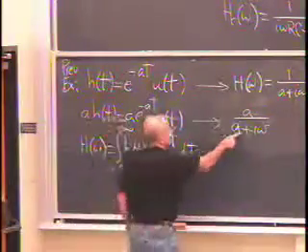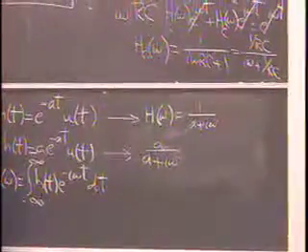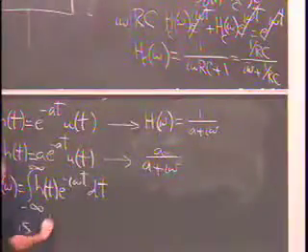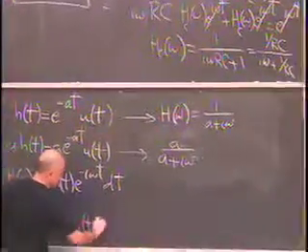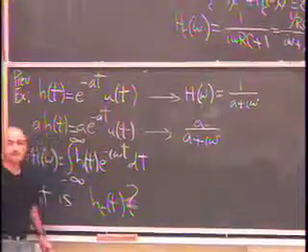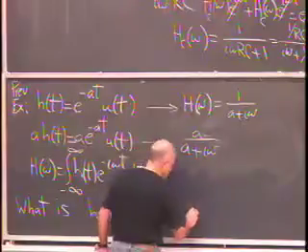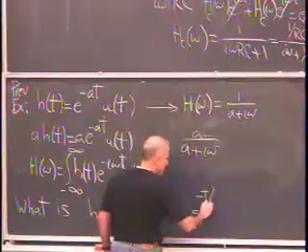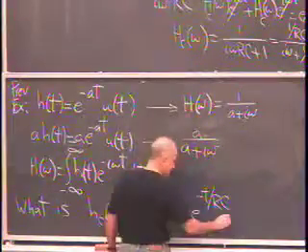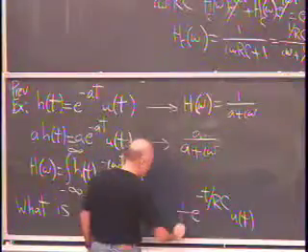So now compare this with that expression. And what can you tell me about, so what is hc of t? E to the negative t over RC. Yeah. U of t. Yeah. Scaled by 1 over RC.